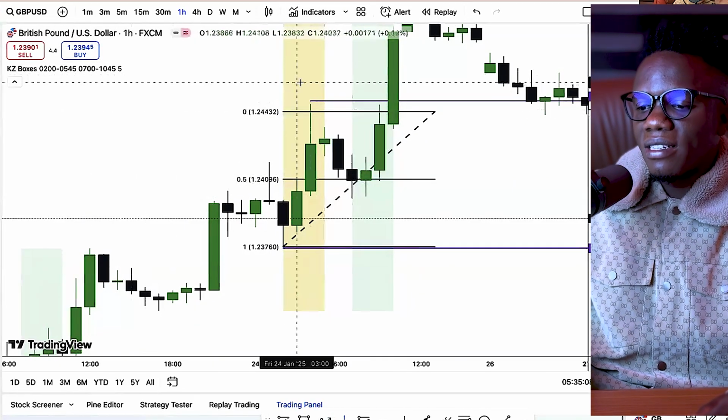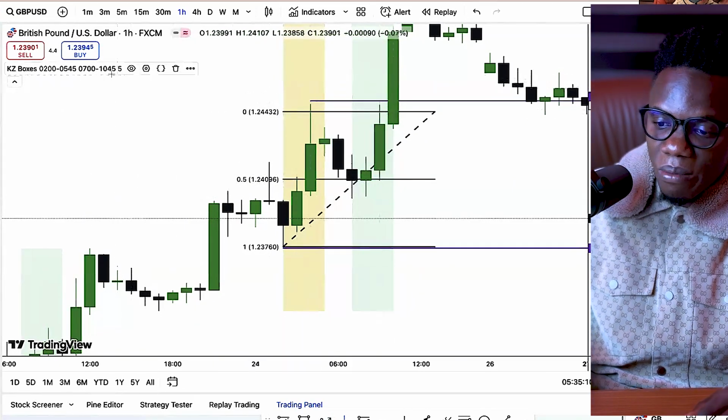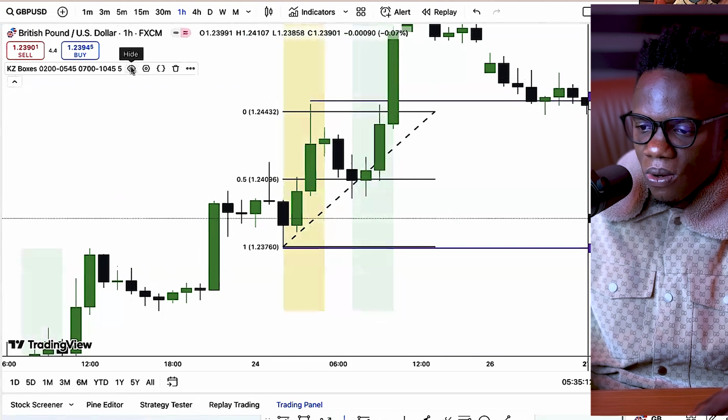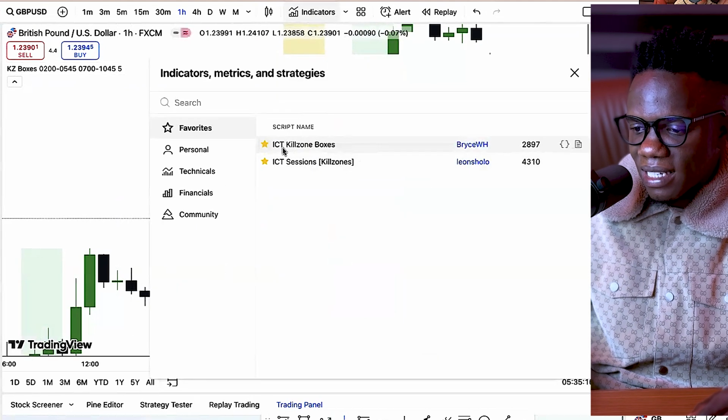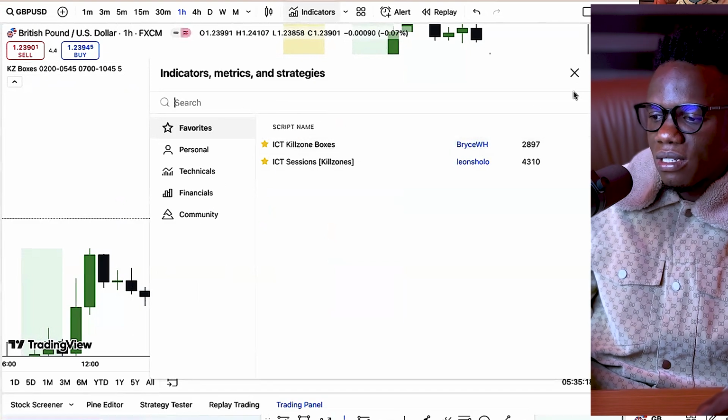If you are wondering about this yellow and green shaded area, it is an indicator I'm using here. Okay, I can turn it off, turn it on. If you need the indicator, just click on indicators and then add this one here, ICT Z bosses by Bryce WH. That's it. All right.